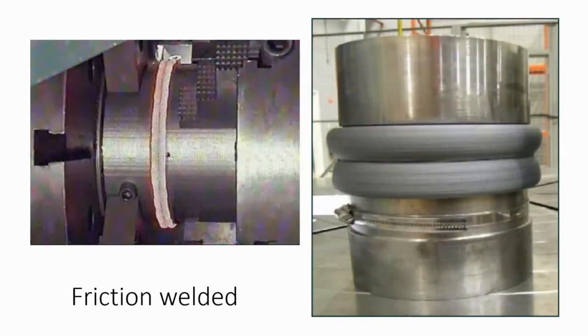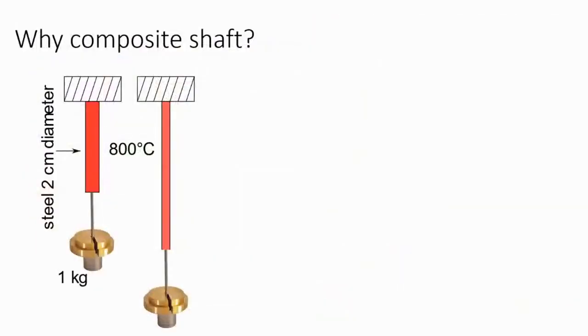And all this adds to the cost of manufacture. And also you have to test the joint very rigorously to make sure that there are no defects of any importance. So the idea was to manufacture a single shaft which covers both high temperature properties and low temperature properties. And this is where we decided to create a new material.